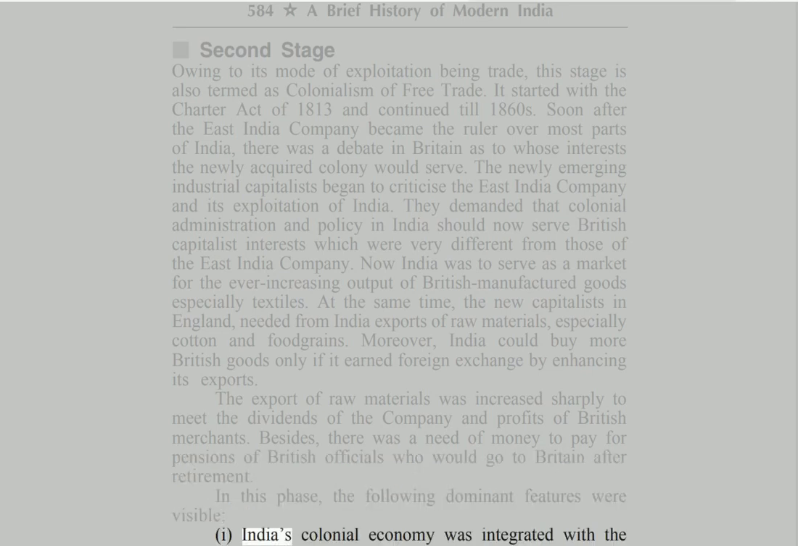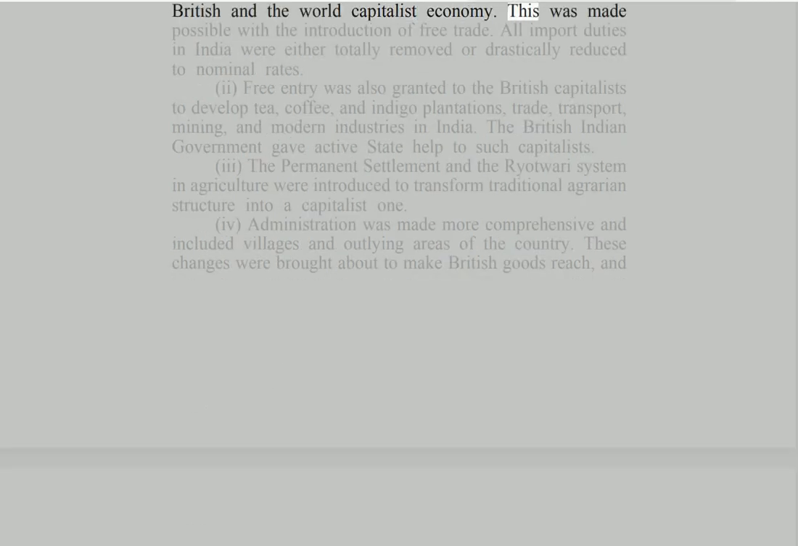In this phase, the following dominant features were visible. 1. India's colonial economy was integrated with the British and the world capitalist economy. This was made possible with the introduction of free trade. All import duties in India were either totally removed or drastically reduced to nominal rates. 2. Free entry was also granted to the British capitalists to develop tea, coffee, and indigo plantations, trade, transport, mining, and modern industries in India.